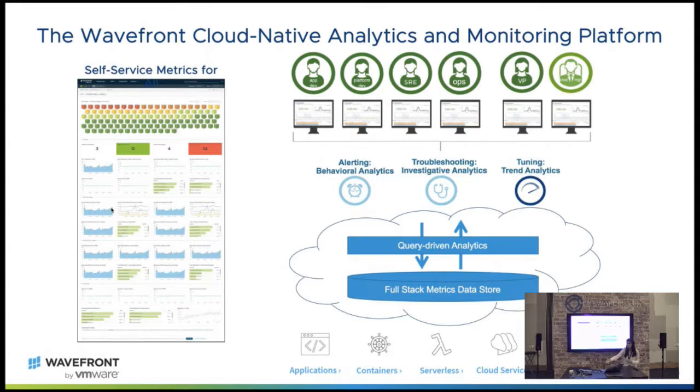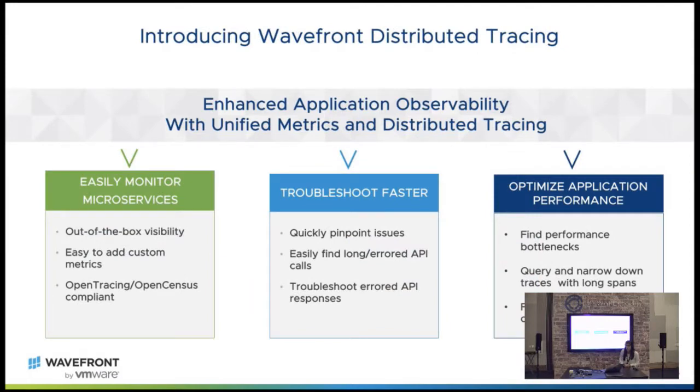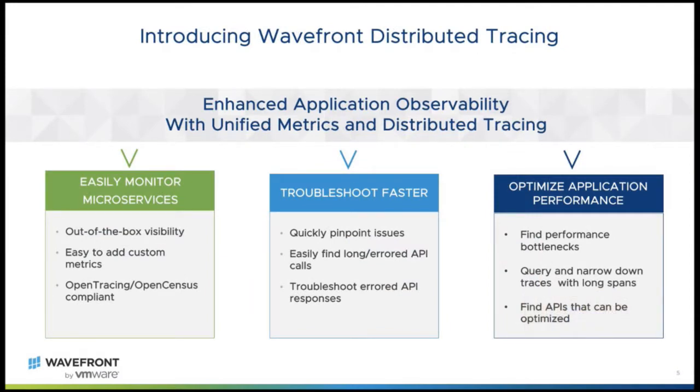But now going forward, as I was talking about the trend of microservices and how people are breaking down the monoliths into multiple microservices, in addition to metrics, you need distributed tracing to get that full end-to-end visibility across different services. And that is what we are introducing now. We are adding distributed tracing support to Wavefront, enhancing the application observability. What does it bring to the table? First and foremost, it makes monitoring microservices much easier.